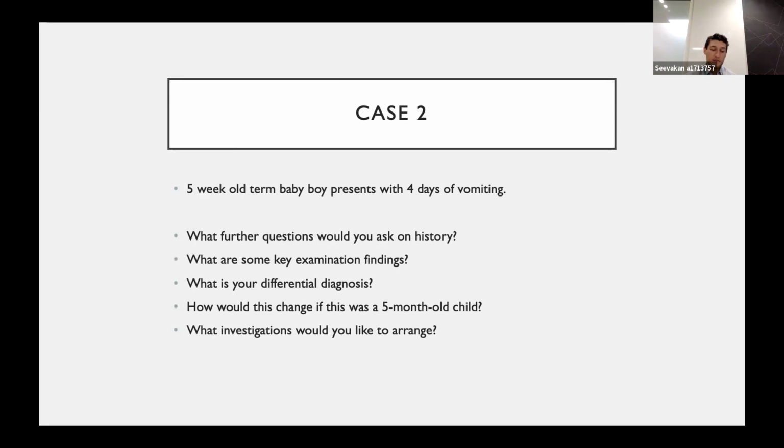So we've nailed down a few surgical diagnoses like pyloric stenosis, intussusception, malrotation, but there's all those other ones that are the medical diagnoses. Yeah, that's perfect. Is there anything else I would think of? Yes, I would, but you probably don't need to know that. That's fine. What investigations would you arrange for this child?